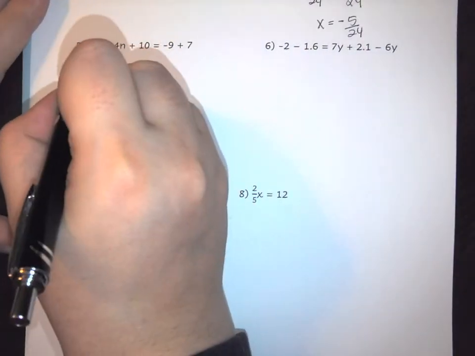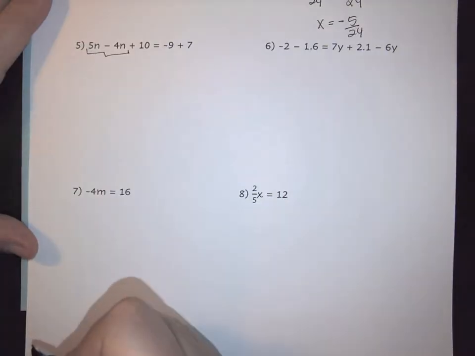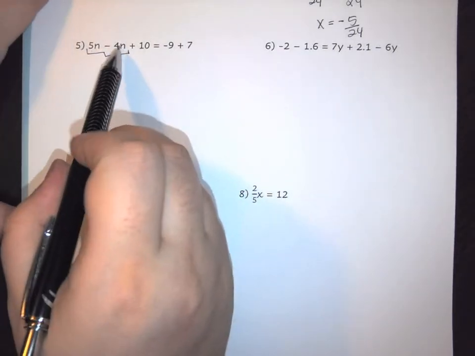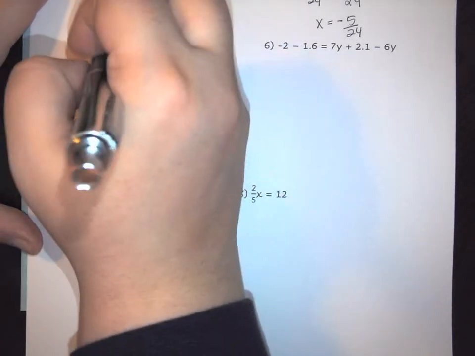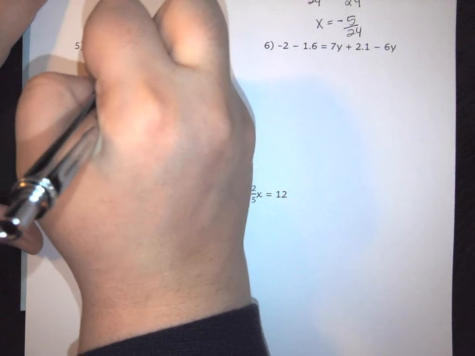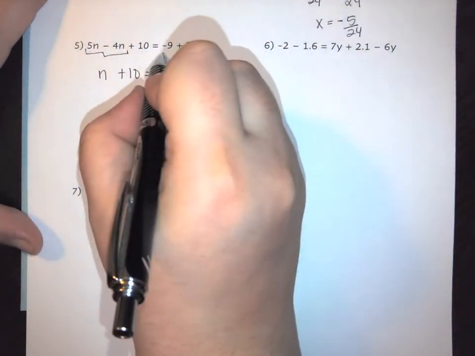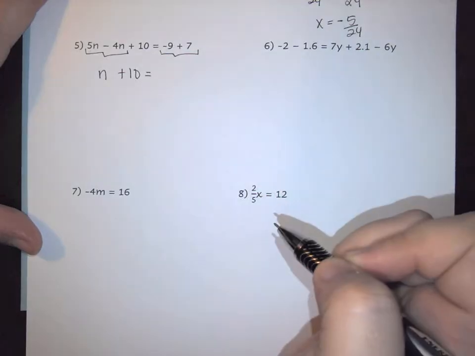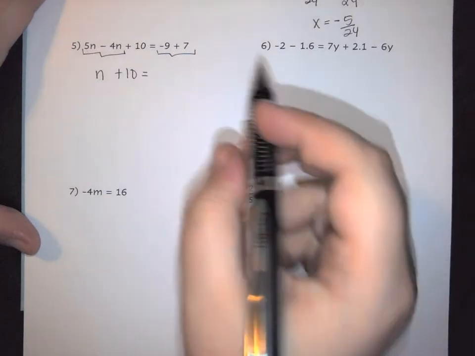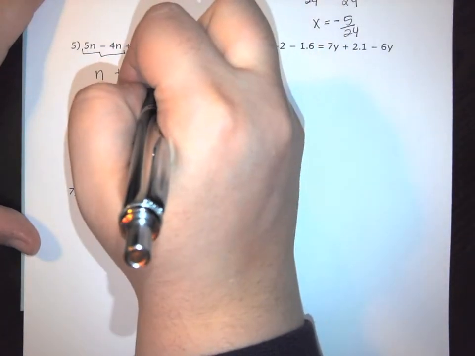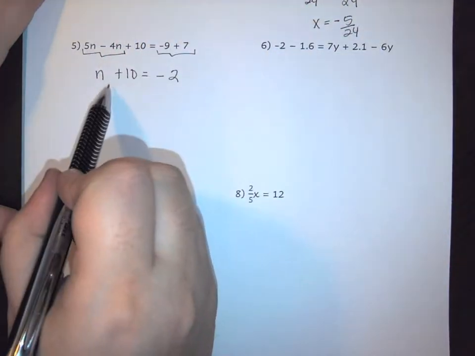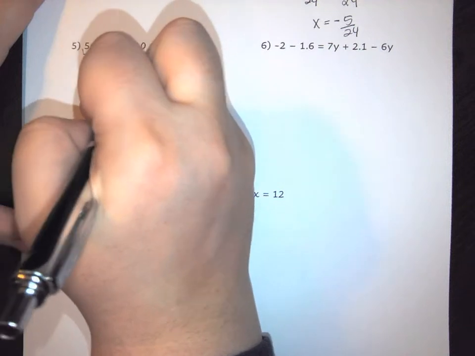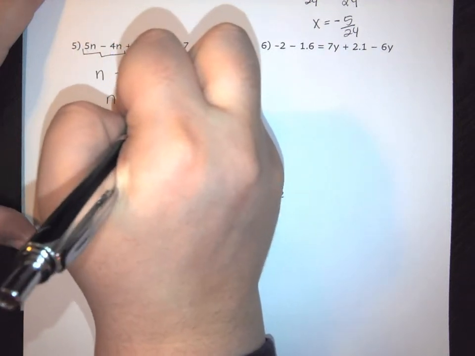Alright, for this next one, we have to combine my variables together. So here I've got 5n minus 4n. This is going to give me n plus 10 is equal to. And then I want to combine my constants. So negative 9 plus 7 is going to be a negative 2. I've got to move the 10, and so here we get that n is negative 12.